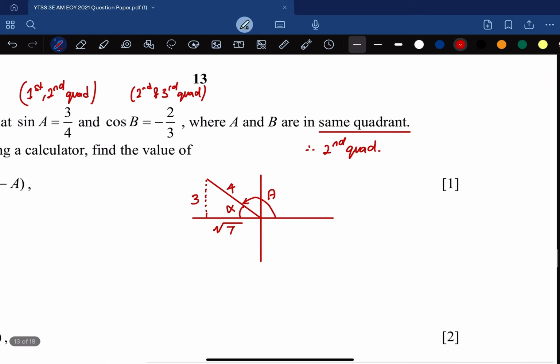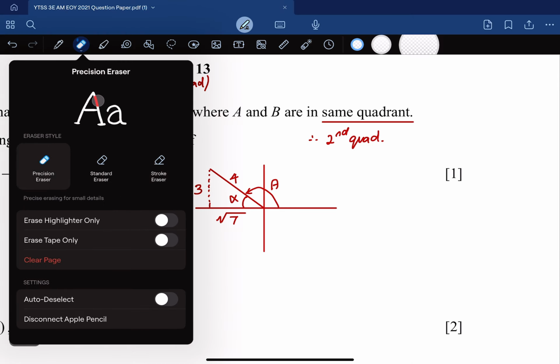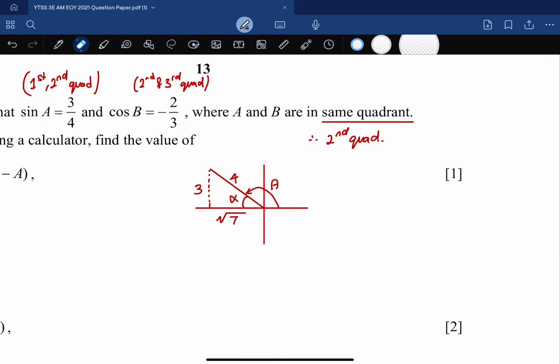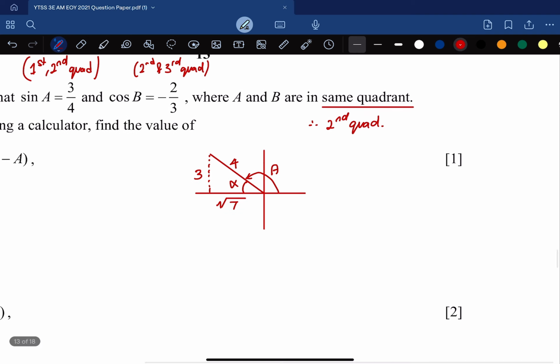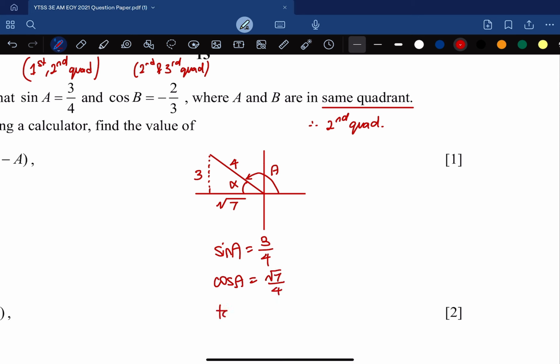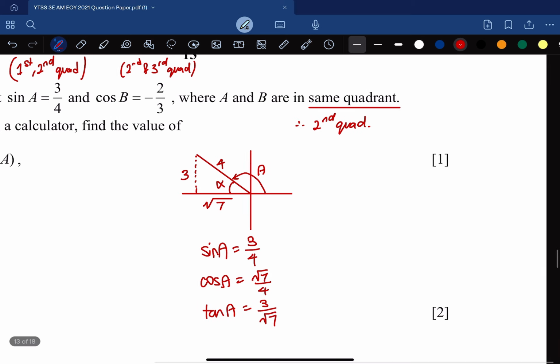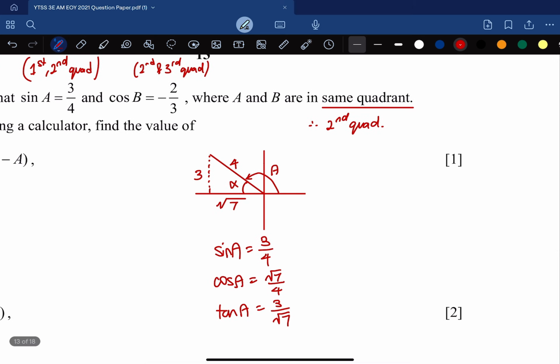Okay, this is for angle A. Let me make this clearer. So therefore, I can conclude that sine A is opposite over hypotenuse, cosine A equals adjacent over hypotenuse, root 7 over 4, and tangent A is equal to 3 over root 7.